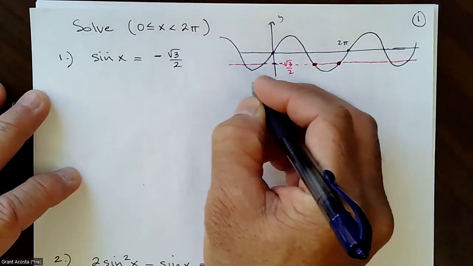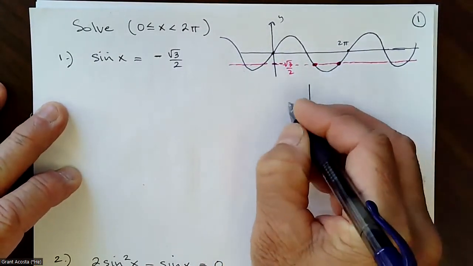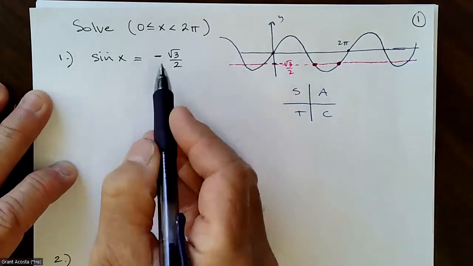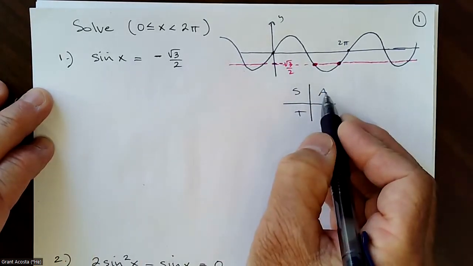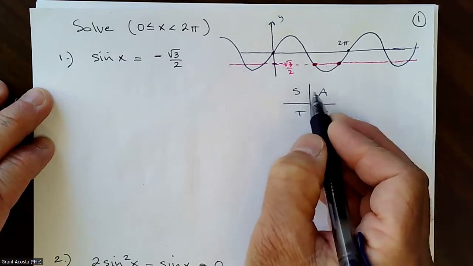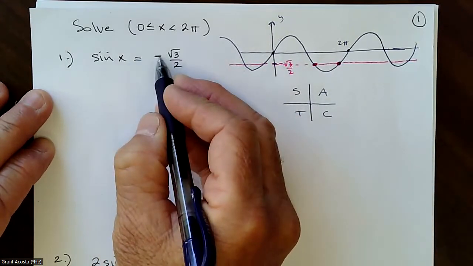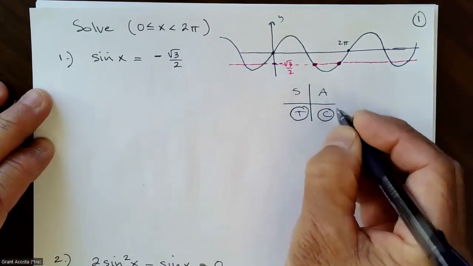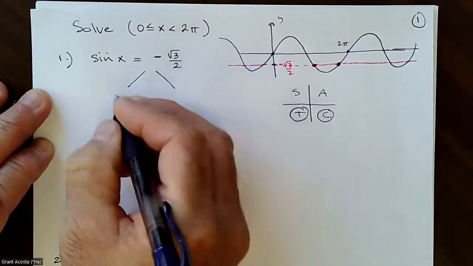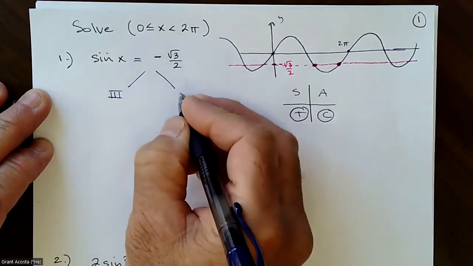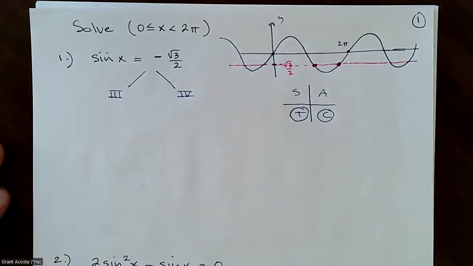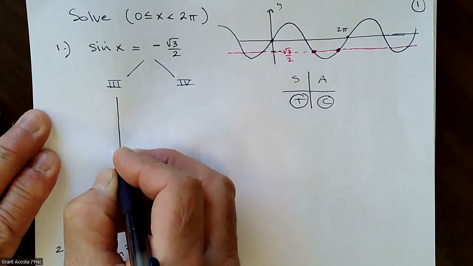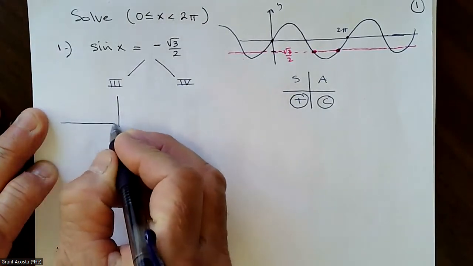Another thing we've talked about, according to all students take calculus, sine we know is positive in the first and second quadrants, all in sine. So if sine was equal to negative root 3 over 2, that could happen in either the third quadrant or the fourth quadrant. So let's just acknowledge that right now. It's either going to be in quadrant 3 or in quadrant 4. So then what we could do is sketch a triangle in the third quadrant.